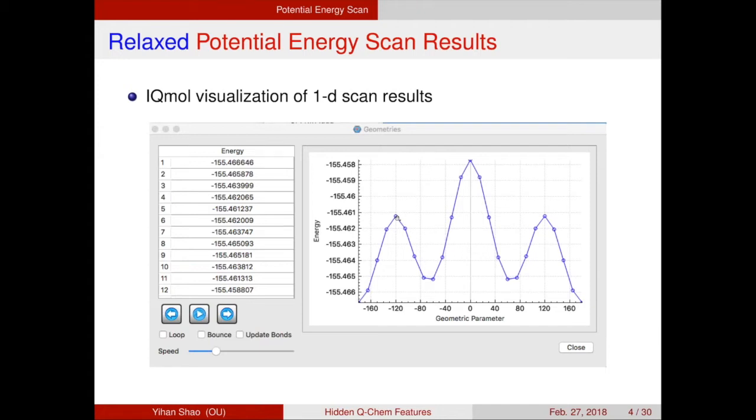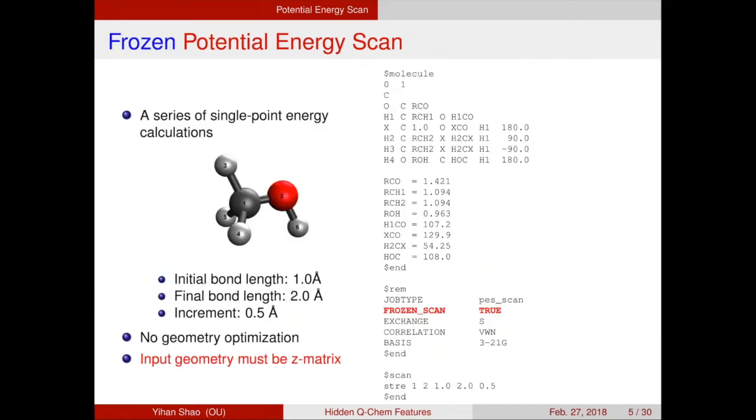But there are cases where we might want to do a so-called frozen planar scan, namely that we just change one degree of freedom, say a bond length or bond angle, but we leave all the other degrees of freedom fixed. So that would be a frozen scan. For example, here I have a methanol molecule, and what I'm doing here is to stretch this CO bond from 1.0 angstrom to 2.0 angstrom with a 0.5 angstrom increment. So that gives me 3 points.